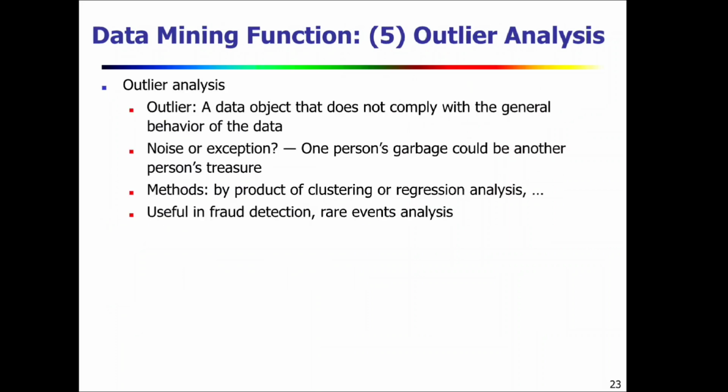Lastly, we have outlier analysis. An outlier is a data object that does not comply with the general behavior of the data. For example, noise or exception, or one person's garbage could be another person's treasure. The methods here: a byproduct of clustering or regression analysis can be done to identify outliers. It is useful in fraud detection and rare event analysis. These are some of the data mining functions, and it's an important concept, an important question that can come in the exams. This is what we have covered till now.